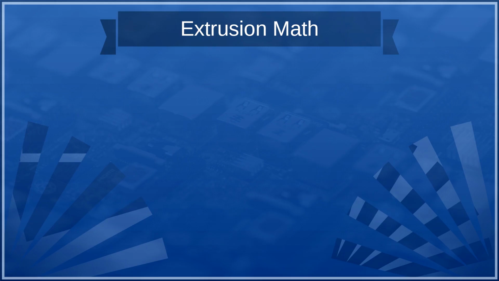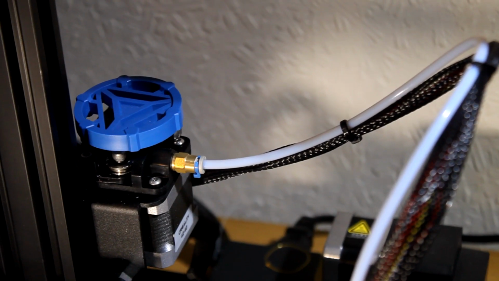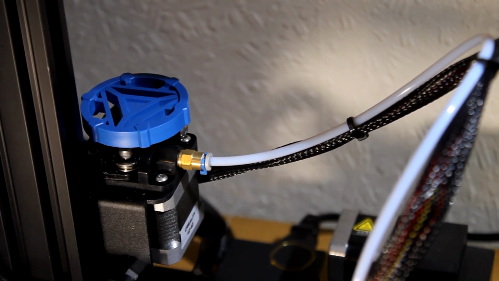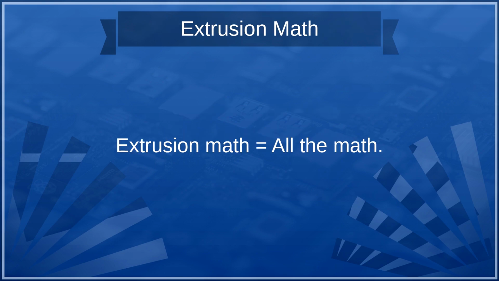So, extrusion math. I'm going to use the word math throughout this video, even though the English word is not math. Most people who watch my videos appear to be American, so I'm just gonna go with it. Extrusion math is literally everything to a FDM printer. All these machines do is they move in 3 directions and extrude molten goo, so when you're talking about extrusion math, from a pedantic point of view at least, you're talking about all the math.